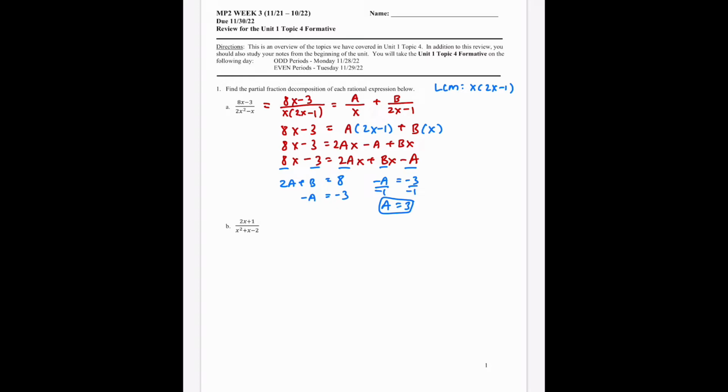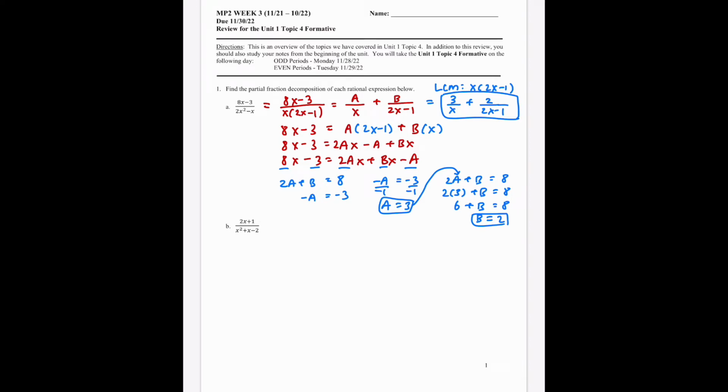If we use our second equation, 2a plus b is equal to 8. Since a is equal to 3, 2 times 3 plus b is 8. 2 times 3 is 6, so 6 plus b is equal to 8. So b is obviously just 2, because 8 minus 6 is 2. Once you have that, make sure you plug a and b back in. It would just be 3 over x plus 2 over 2x minus 1. Box our answer, and we are done.